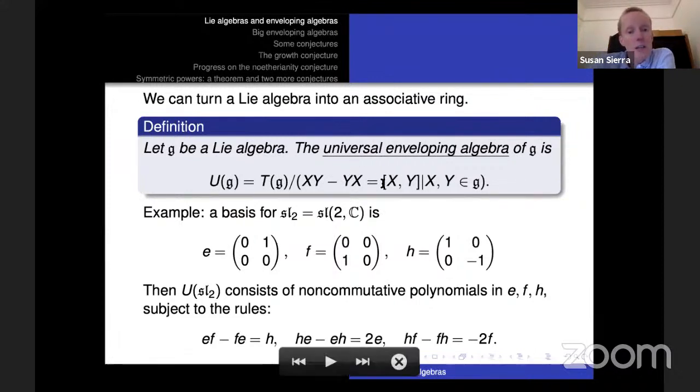And the enveloping algebra of SL2 then consists of all non-commutative polynomials in the variables E, F, and H, but it's subject to the rules that EF minus FE is H, HE minus EH is 2E, and HF minus FH is minus 2F. And of course, the terms on the right-hand side of these equations come from computing the Lie bracket in SL2. But I can think of this just as an algebra given by generators and relations, if I like, and forget that it came from 2 by 2 matrices.